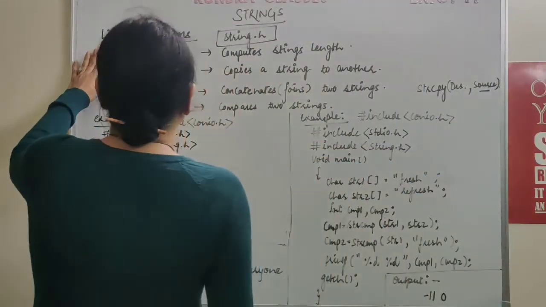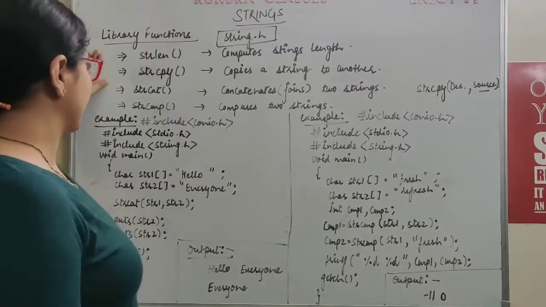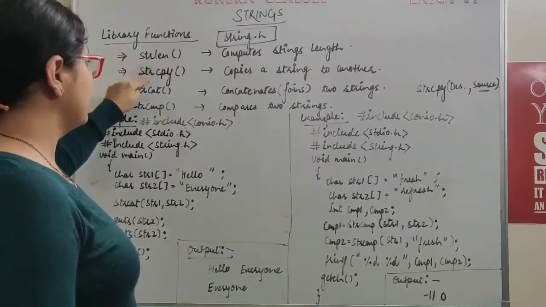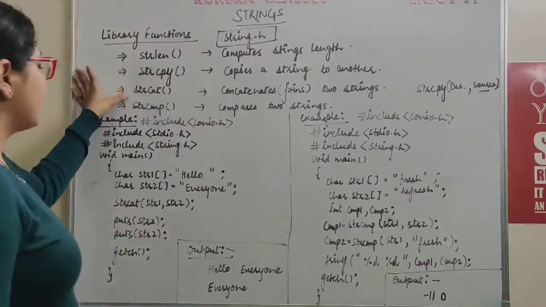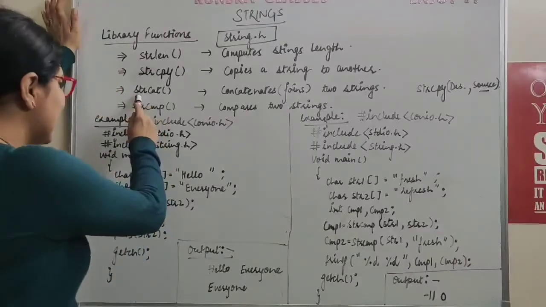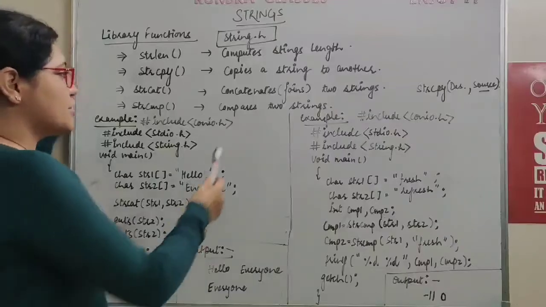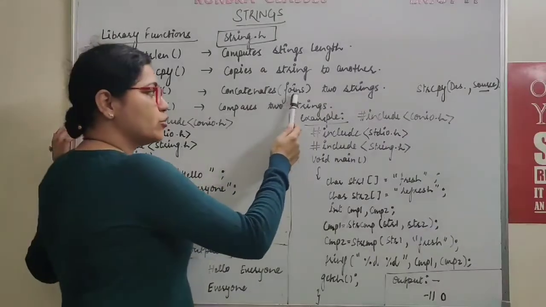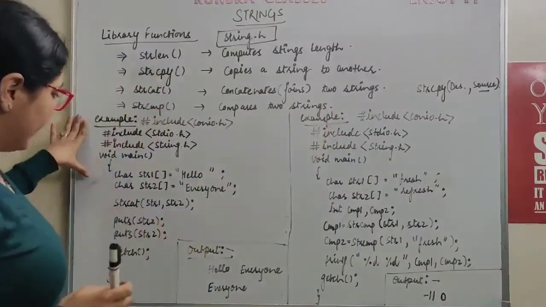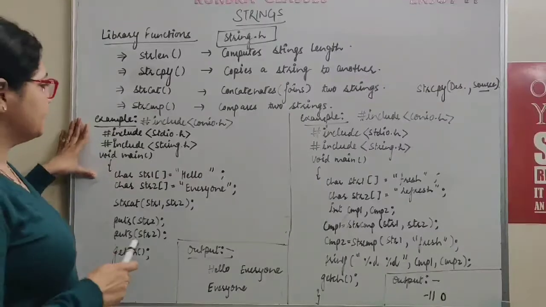Now, continuing with the library functions of strings, we have already discussed string length and string copy. I'm continuing with strcat, the string concatenation function, which concatenates or joins two strings. I've taken one example here.